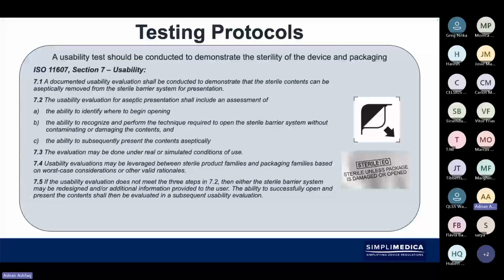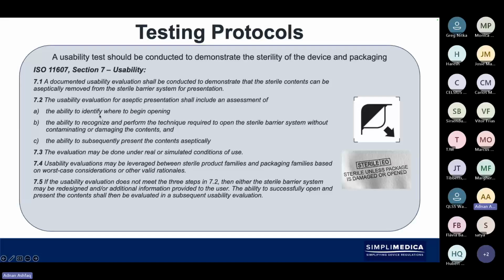So ISO 11607 also in section 7 talks about usability as well. This is really important to look at, the usability of the device, because it's all very well designing a device which is very strong in protecting its contents, but it's so difficult to open that you can't even get into it. So this symbol, for example, here is a universally accepted symbol to identify where to open from. So open from this side, peel open, and this symbol here, sterile unless package is damaged or open. These are just some examples that are used.